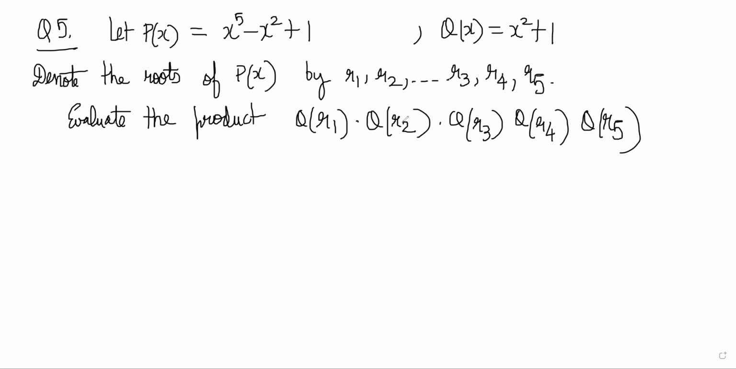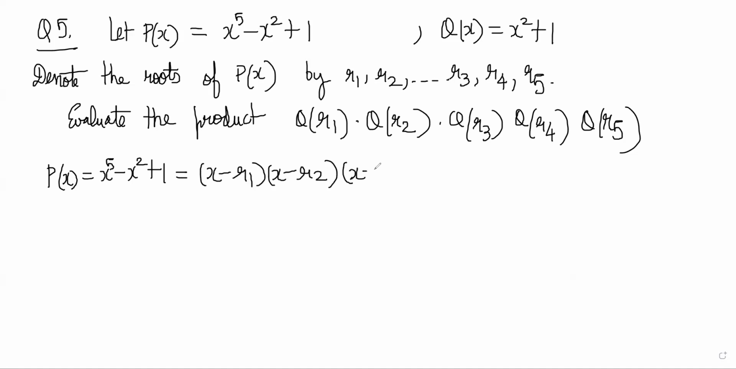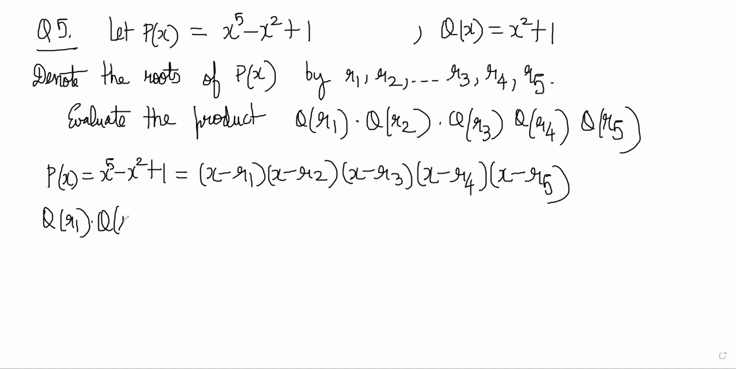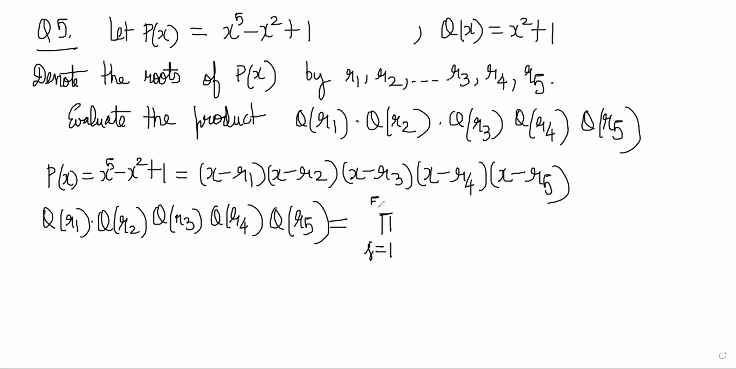Technically P(x), which was equal to x power 5 minus x squared plus 1, can be written in terms of the roots like this: x minus R1, x minus R2, x minus R3, x minus R4, and x minus R5. And if you think about it, what is Q of R1? Q of R1 times Q of R2 times Q of R3 times Q of R4 times Q of R5 is basically the product for j going from 1 to 5.